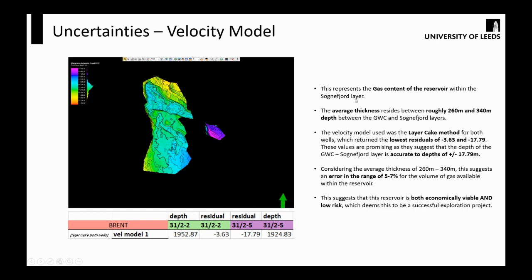So on the velocity model still, we saw that with the depth conversion with the gas water contact in the Sonny field, there was an average thickness of roughly 260 meters to 340 meters depth for the gas water contact and Sonny field layers. We had the lowest residuals using the layer cake method of minus 3.63 and minus 17.79, which suggests that the depths of the gas water contact at Sonny field is accurate to about plus or minus 17.79 meters, which sits in the range of 5 to 7% of the depth of the reservoir here. So you can make a pretty good estimation for how much gas is within this reservoir. And the good news is it suggests that this reservoir is both economically viable and low risk, which means that this is quite a successful exploration project in this regard.